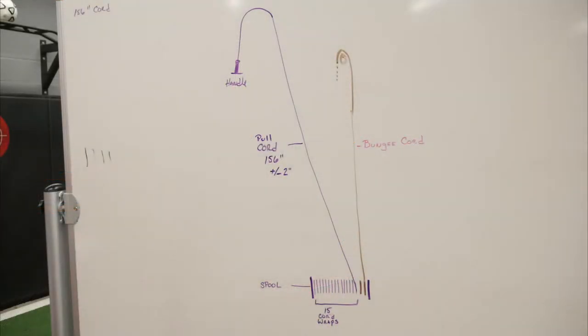This is just a quick diagram of the cord and the pulley. What the purple lines are is the cord. It's going down to the pulley or the spool, and it's about 15 wraps on the spool. The brown line is just a bungee cord that goes up inside the machine itself and attaches onto the spool. Normally it's 1 to 2 wraps, and that's colored in brown.